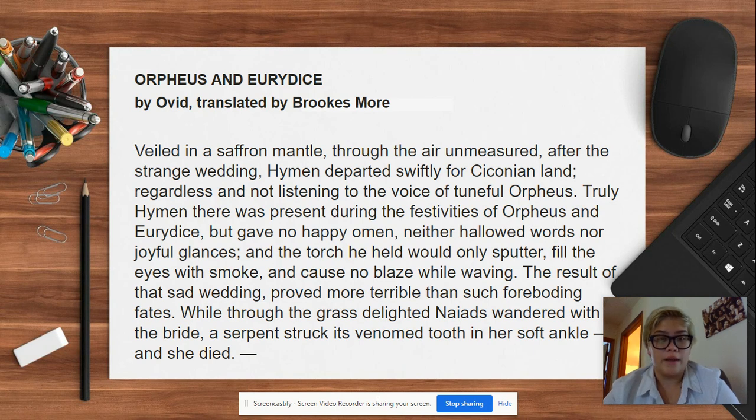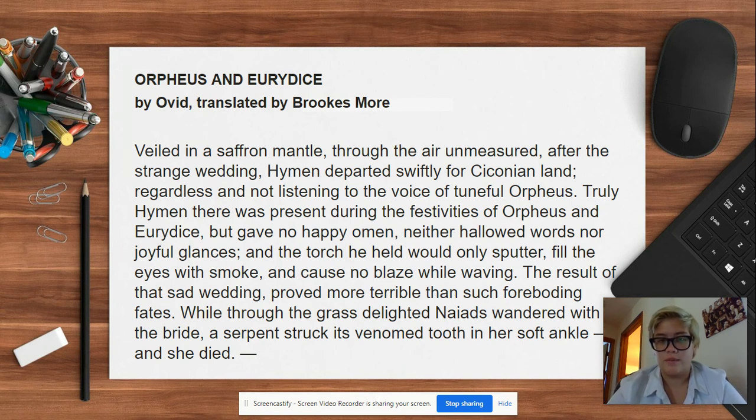After the strange wedding, okay, so there's a wedding, Hymen parted swiftly for the Ciconian land, regardless and not listening to the voice of tuneful Orpheus. So at this point, we seem to have two characters. Hymen, who is departing swiftly, so they're leaving for a different land, and they're not listening to Orpheus. Okay. Truly Hymen there was present during the festivities of Orpheus and Eurydice.